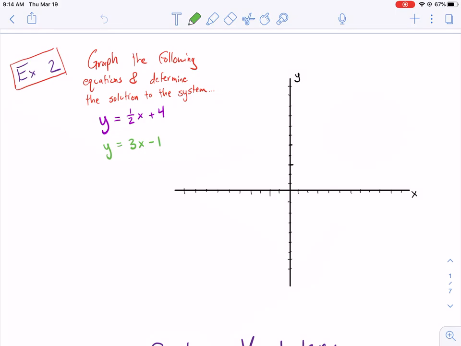Okay, so let me remind you that both of these equations, because the y is by itself, are both in slope-intercept form, where y is the output, the coefficient of x is the slope, and then we add or subtract the y-intercept.